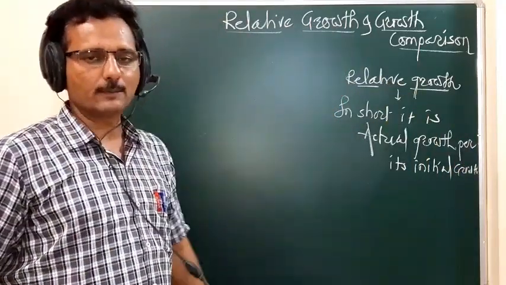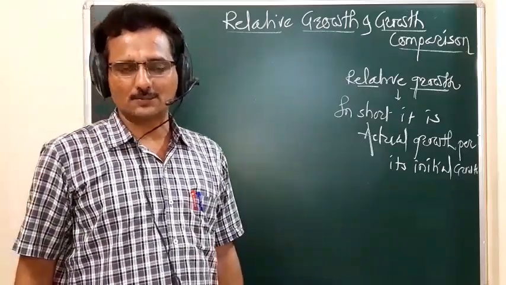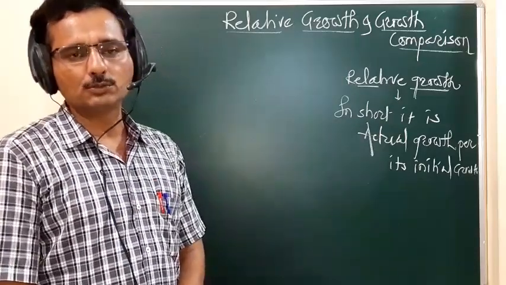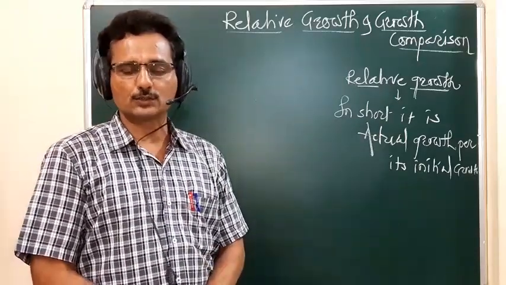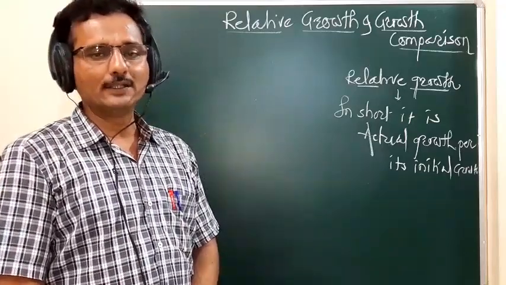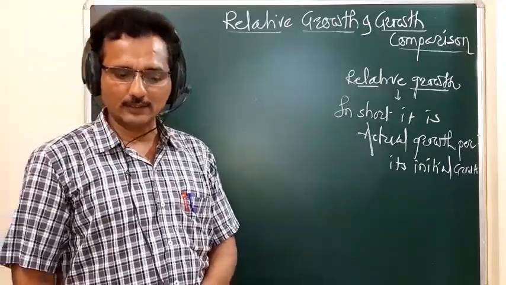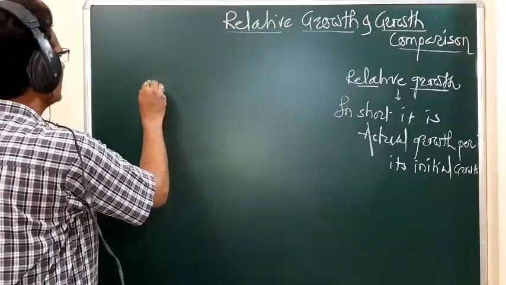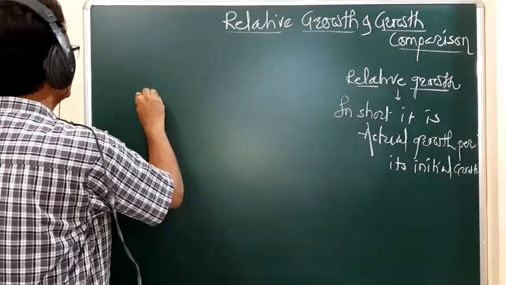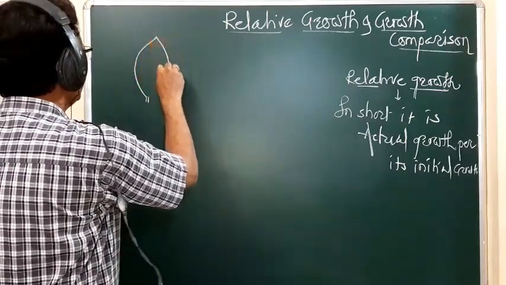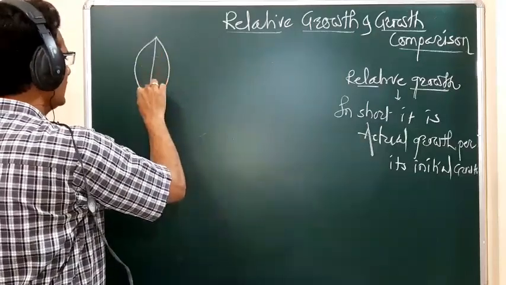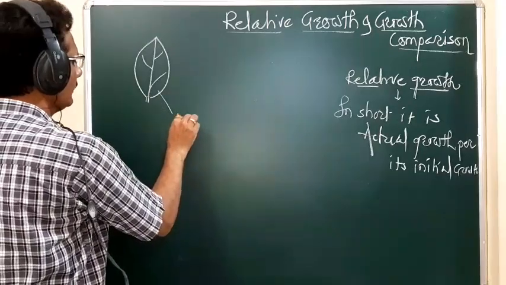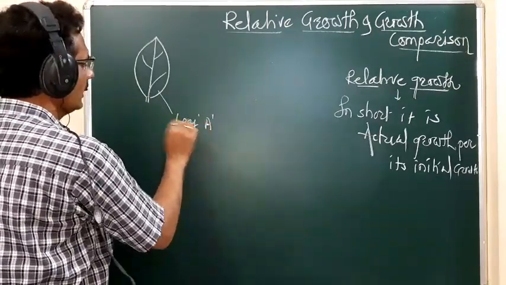So for this, student, we have to study two systems. Two systems means we have to study two leaves having different initial growth. So suppose this is the leaf A.